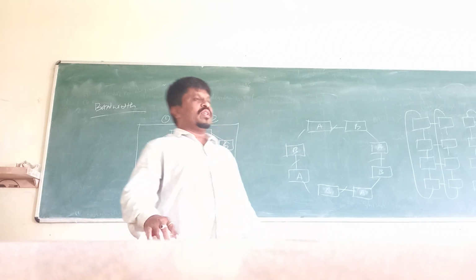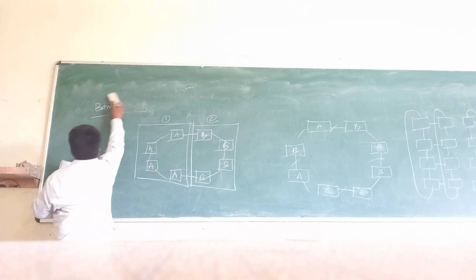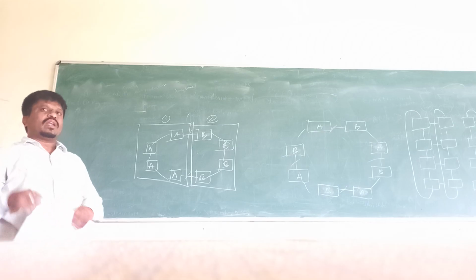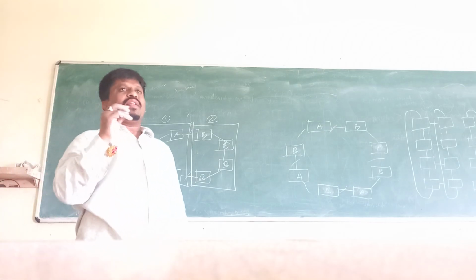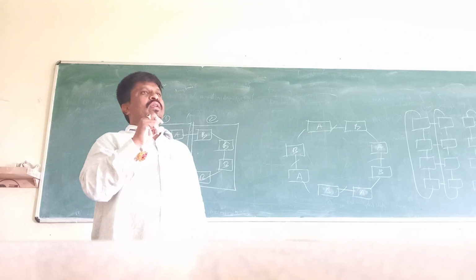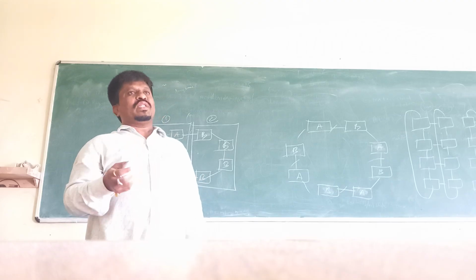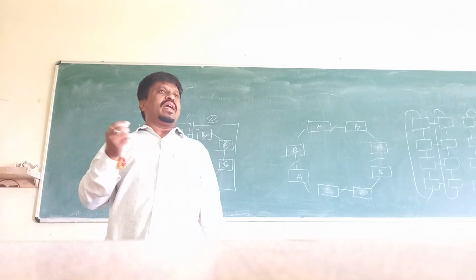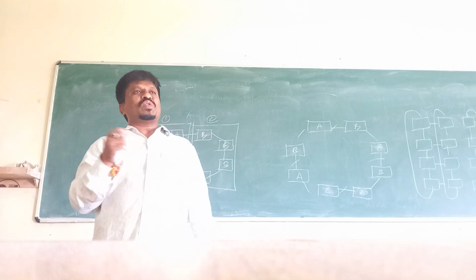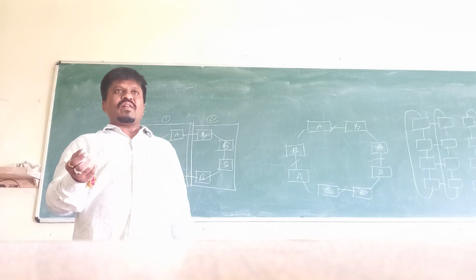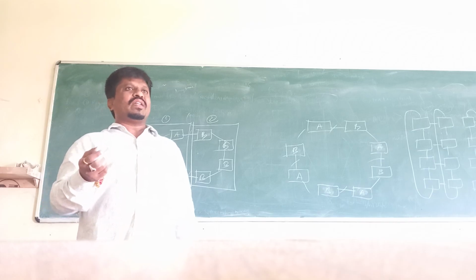I hope you all copied this one. Bandwidth is nothing but the rate of data transfer between one switch and another switch, or even between the processor and the switch. Bandwidth is the rate at which the data transfer takes place between switch to switch and switch to processor. This one we call the bandwidth.